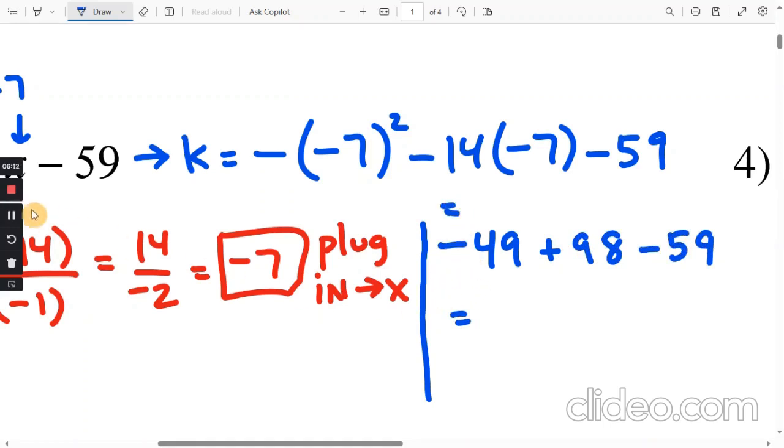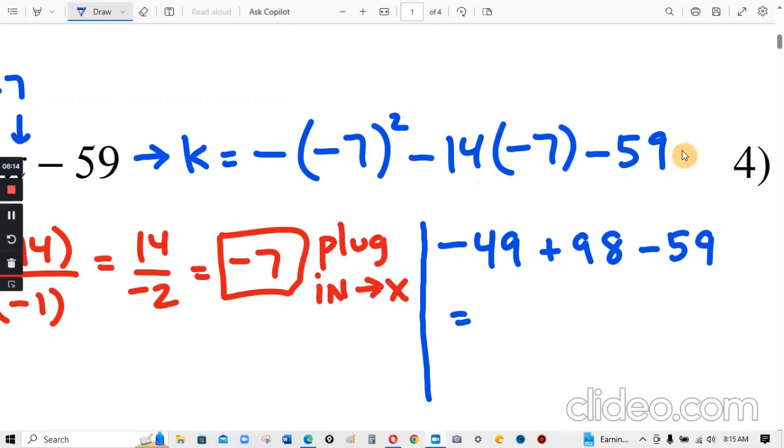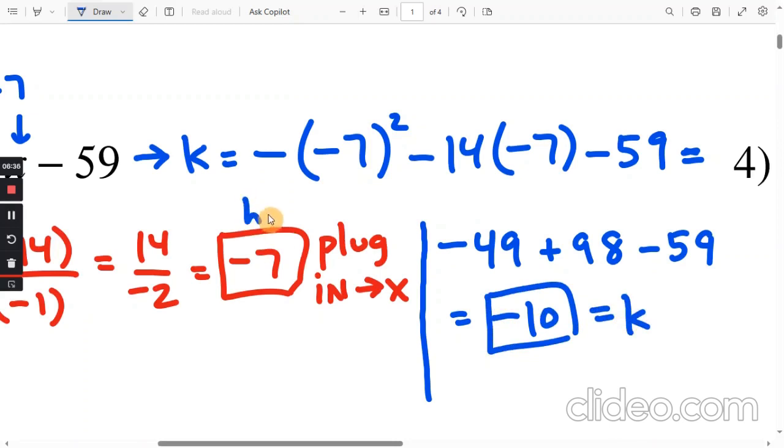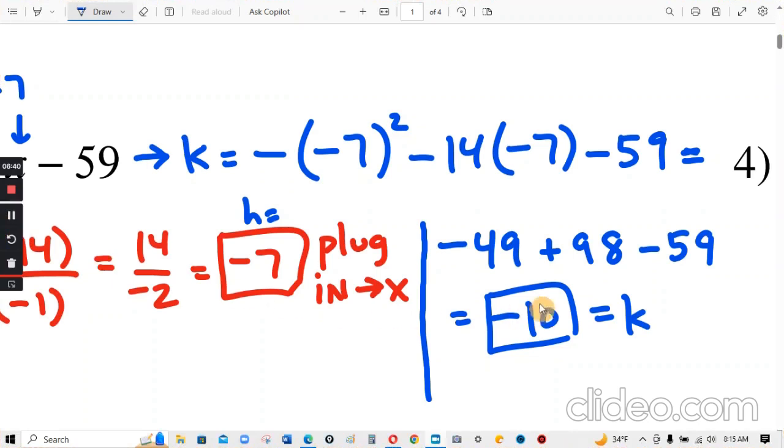I'll just put the equal sign right here. Negative 50 and negative 60, that's negative 110. So that's negative 108 plus 98. I believe that's negative 10. Let me double check on the calculator just in case. But at any rate, this would be the value for K. And this right here is the value for H. Let me double check. All right, so this is correct. We have the values for H and K.